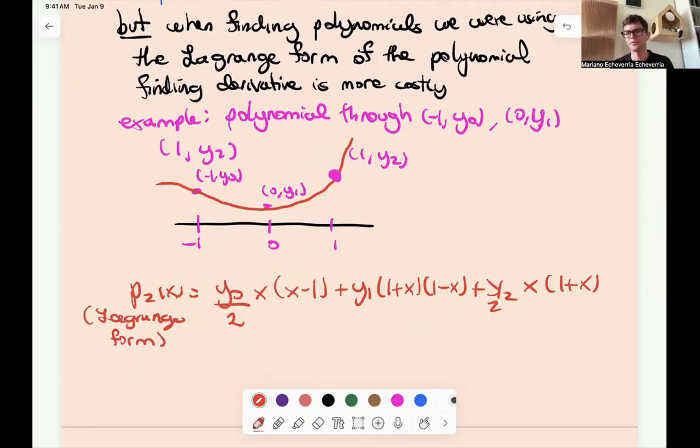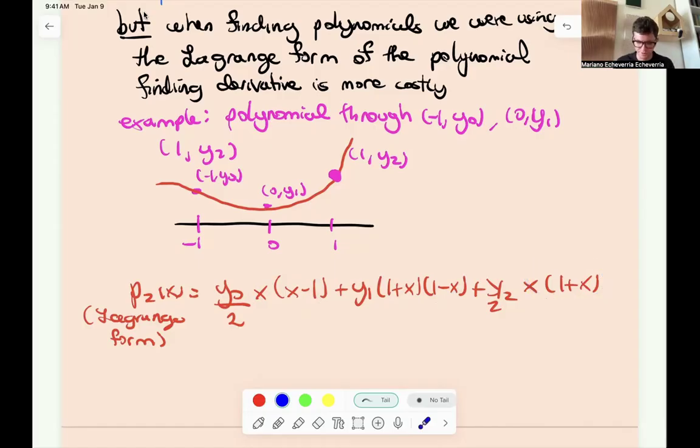And if you were to try to find the derivative of this polynomial, of course it can be done. But if you try to find it written down this way, then you see it is a bit more tedious, right? Because in order to find the derivative, you would have two options. One option would be to do product rules. You could apply the product rule to this term, to this term, and also to this term, which is fine. It can be done.